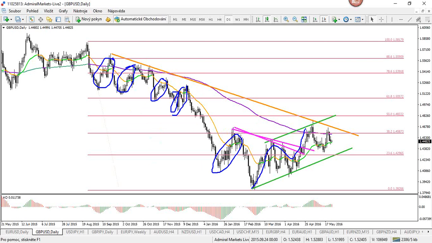Even this one could be one, right? A bigger one even. Here we have the red circle. There, that's a small pullback. That could have been a bull flag, maybe on an hourly chart, for instance, right? We wouldn't see that clearly here because it's too small. Even here, we had a triangle.